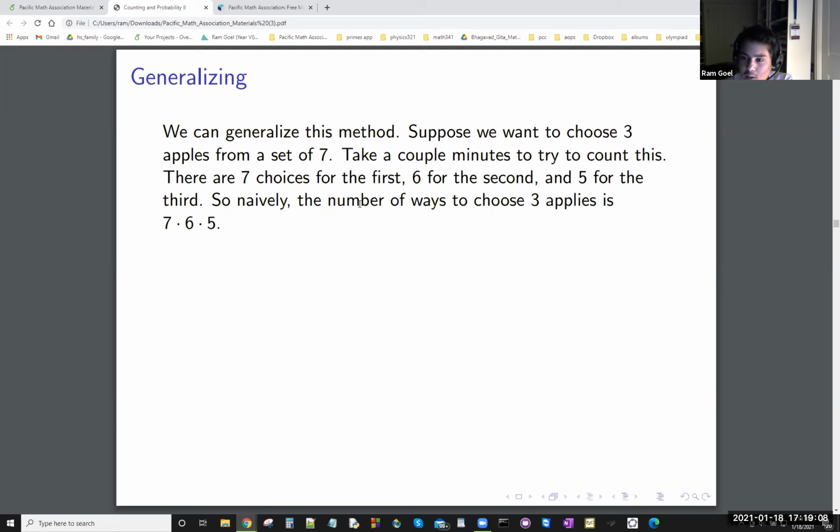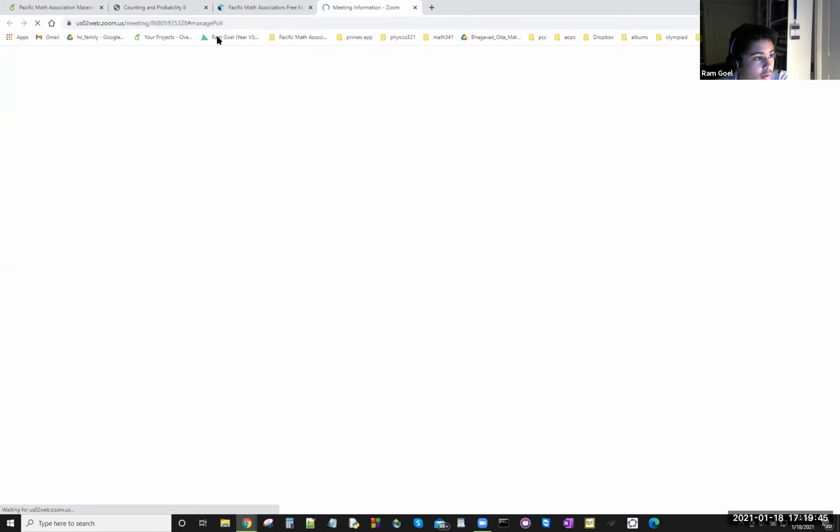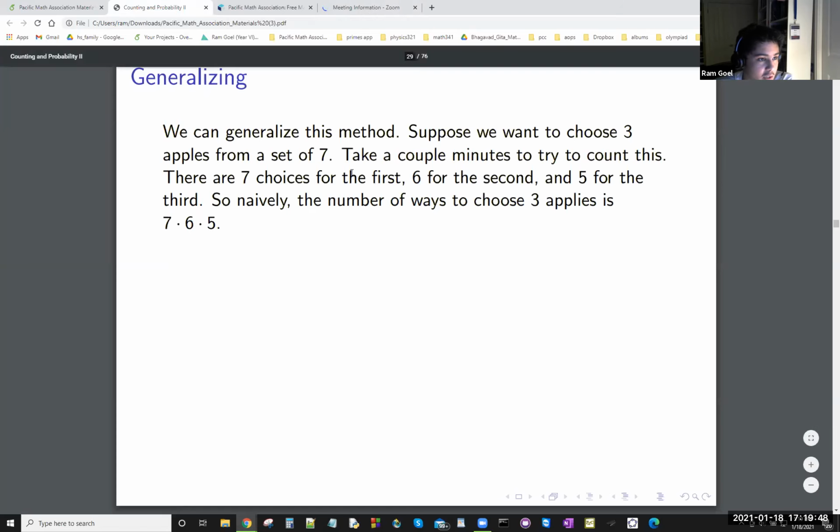So naively, before we remove for overcounting, we just say the total number of ways to choose 3 apples is 7 times 6 times 5, because that's how we multiply and count it. Does this part make sense? And without overcounting, why it should be 7 times 6 times 5? In particular, why are we multiplying? Okay. Yeah, so 7 times 6 times 5.